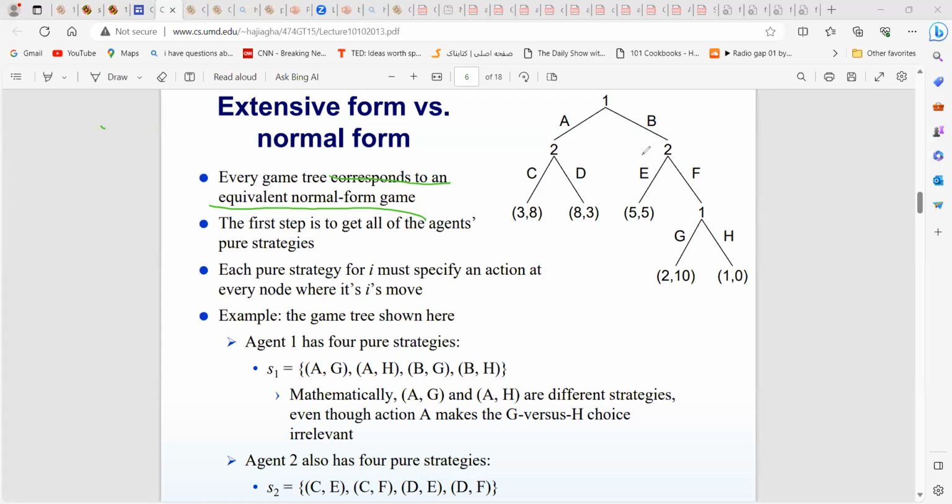Now let's see this particular example. In this game, agent one has four pure strategies. Why? Because agent one is here and here. Here he can take C and D, and here he can take G and H. So there are four possible cases. But some redundancy is coming here. Why? If agent one takes A, then whether agent one gets G or H here, they are redundant, because that person took A. We are not coming into this subtree even. So that might not be relevant. Of course, if he takes B, then it may be relevant.